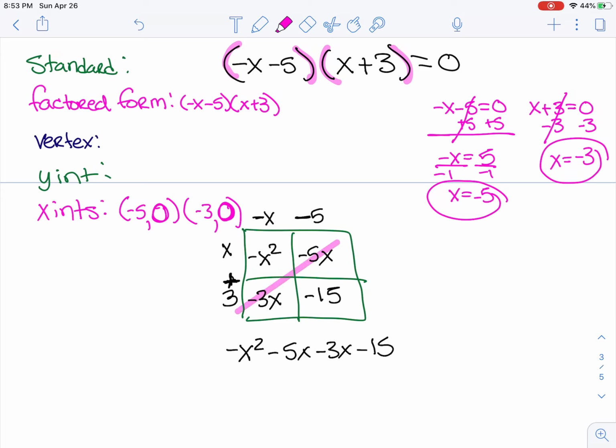Some of you are fast enough to do this in the box. And you see that -5x minus 3x gives you -8x. And if you're attending library nights, other teachers might be teaching it that way. I like for you to combine like terms here, just because I think it's a little more visual.